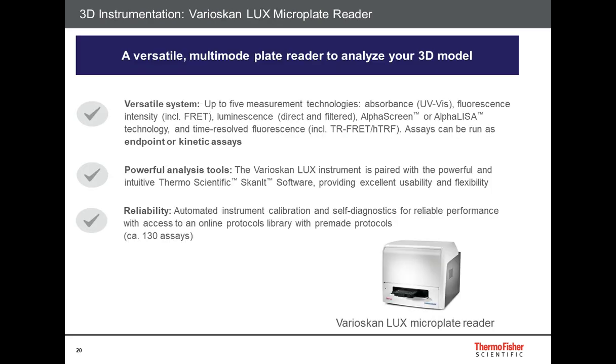So moving on to a third way to analyze our 3D structures, here we'll look at a microplate reader called the VarioSkan LUX. This is a multi-mode plate reader that is very versatile, giving us up to 5 different types of measurements. This could be absorbance, this could be fluorescence, luminescence, time resolved FRET, and these can be run as both endpoint or kinetic assays. This also has a powerful but very easy to use SkanIt software for powerful and intuitive analysis.